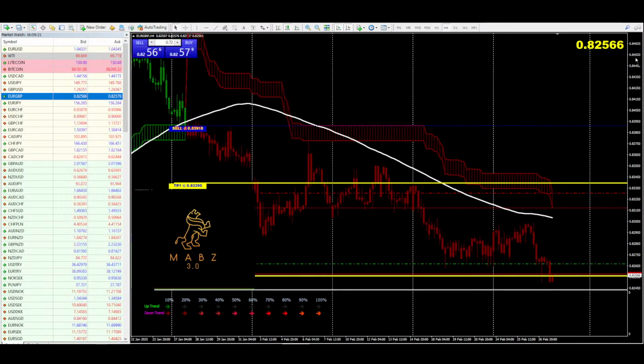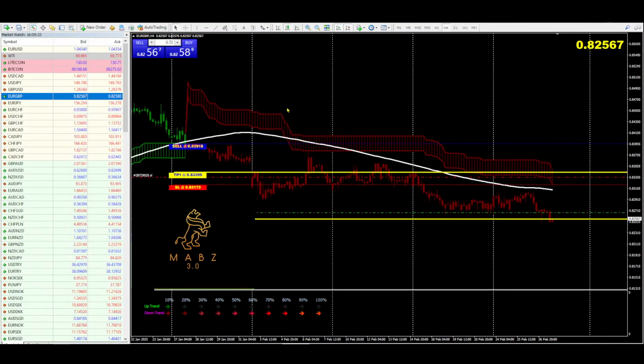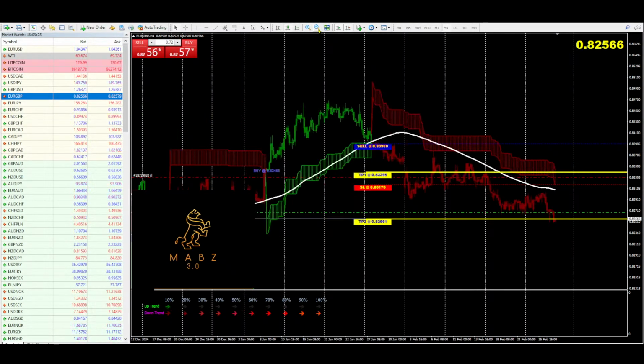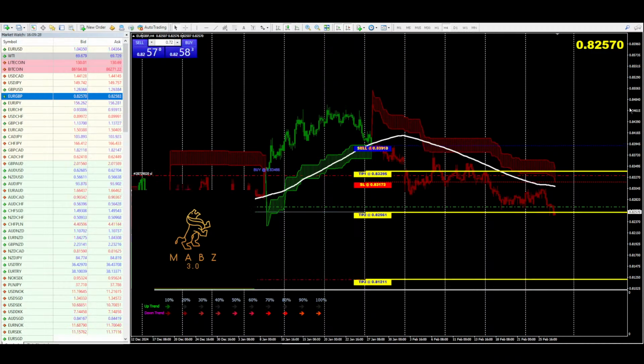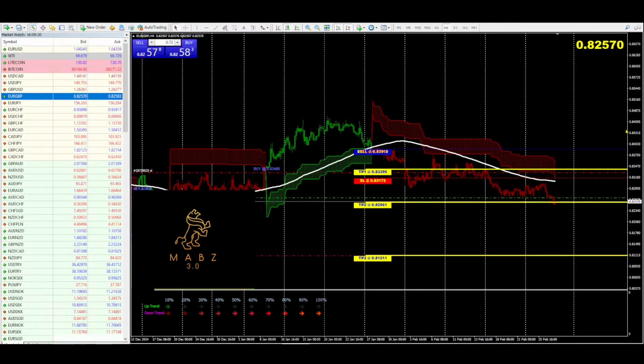Euro GBP was also a signal that we took, guys. The market is underneath the 100 period moving average. We're still going to hold this trade. TP2 is hit right now. Now we're targeting TP3 on the Euro GBP.